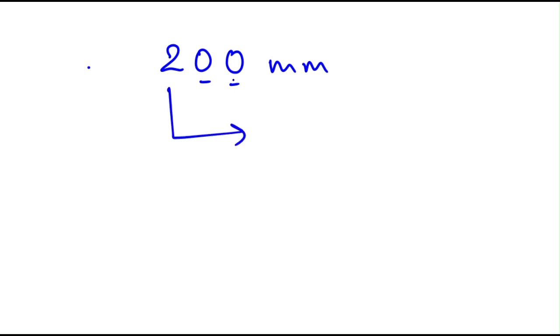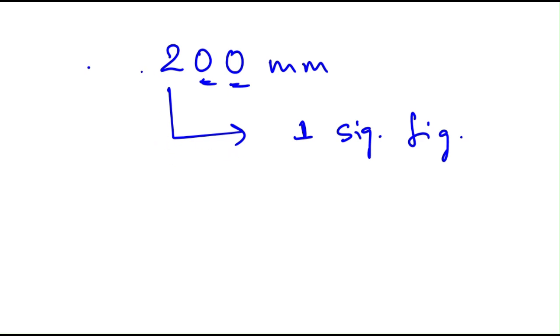Let's take one more example. Let's say we have written here 200 millimeter. So generally what happens? All trailing zeros are insignificant. That is, if we have to say how many significant figures are here, we will say only one significant figure here. These trailing zeros are non-significant generally.